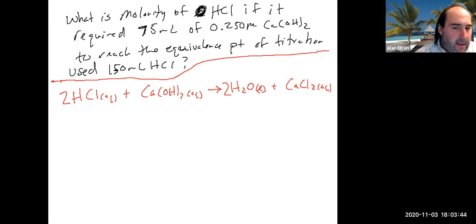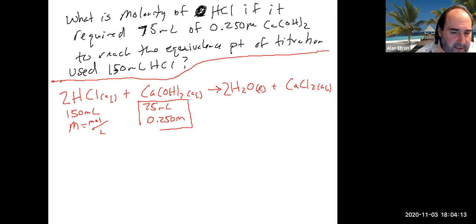In terms of the information given to us for our HCl, my very badly worded problem here, we have 150 milliliters, and we're actually looking for the molarity of it. For calcium hydroxide, we have 75 milliliters, and we do have the molarity given to us. So again, in this case, we do have enough information for calcium hydroxide here to get to moles. So that's really where we want to start.